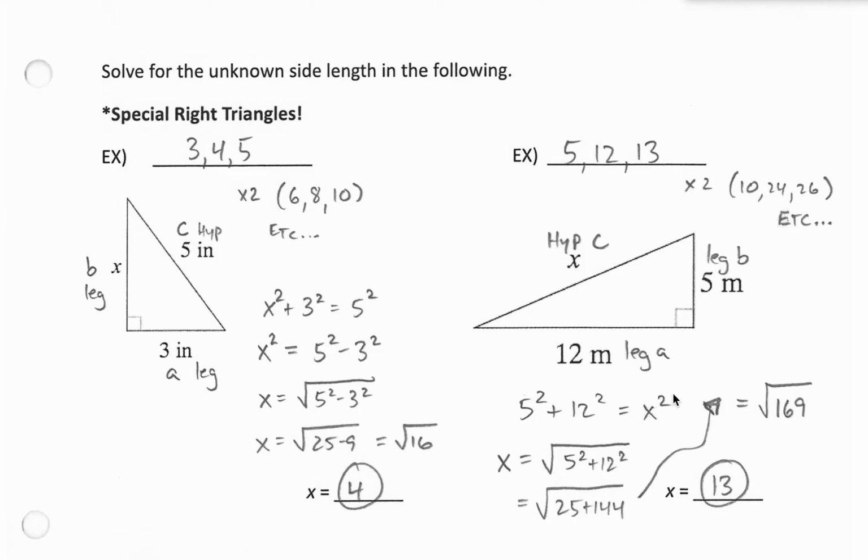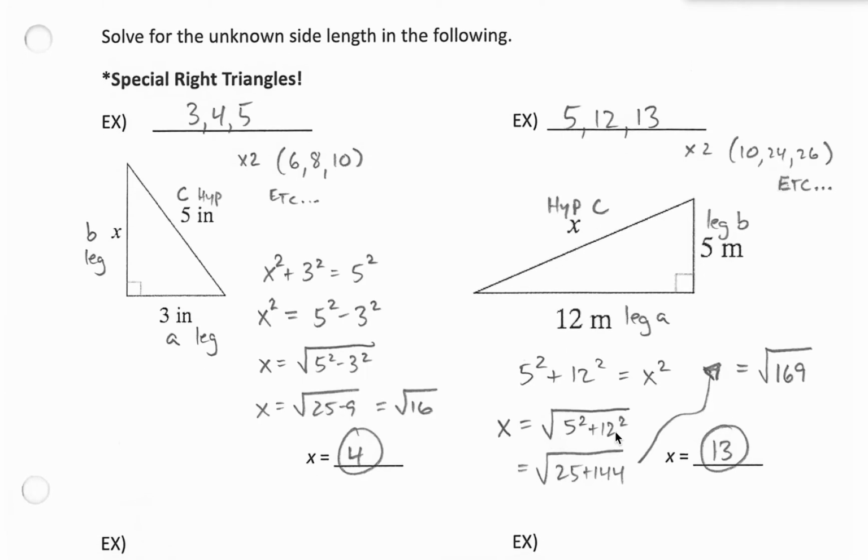If I square root both sides, well, then the hypotenuse, again, is going to be the square root of the sum of the squares of the legs. Do your exponents first. 5 squared is 25. 12 squared is 144. Now we can add. We get 169, and the square root of 169 is 13. So we can see that the side lengths of this right triangle are 5, 12, 13, and that is another pretty well-known special right triangle.